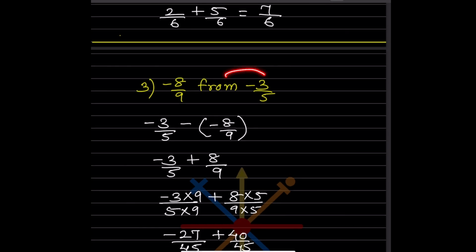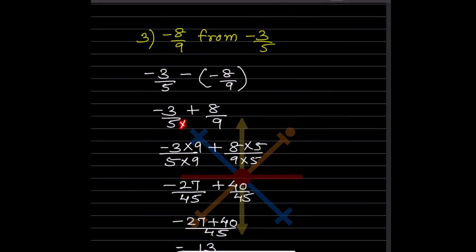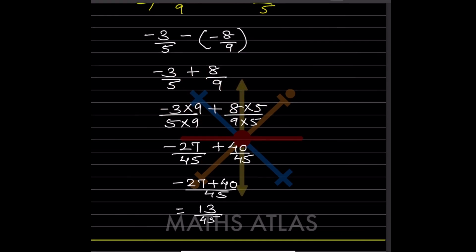So now here from is minus 3 by 5. And your minus and minus becomes here minus 8 by 9. So minus becomes plus. Minus 3 by 5 plus 8 by 9. So now the LCM here is 45. This will be multiplied by 9. This will be multiplied by 5. So this will be minus 27 by 45 plus 40 by 45. So minus 27 plus 40. So that will be 40 minus 27, and that will be 13. So that will be 13 by 45.